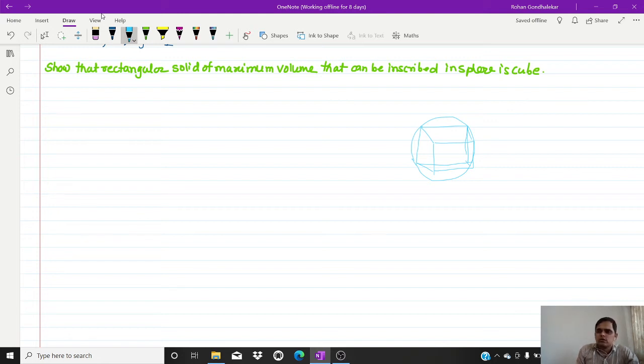So what I expect the maximum? The volume of the solid. So the volume of the solid is u, which is f of x, y, z. As all the objects are in 3 dimensions, so x, y, z will be there. So volume will be x into y into z. Is it?